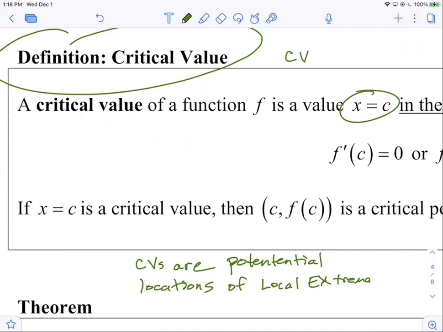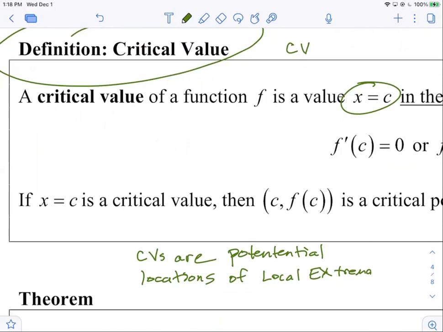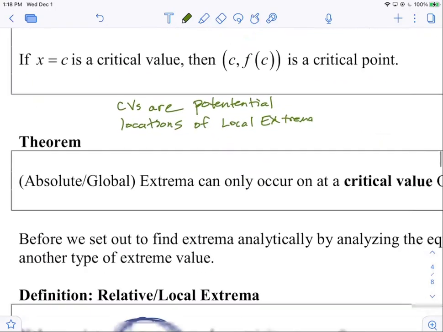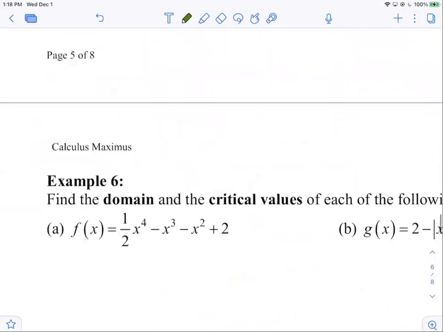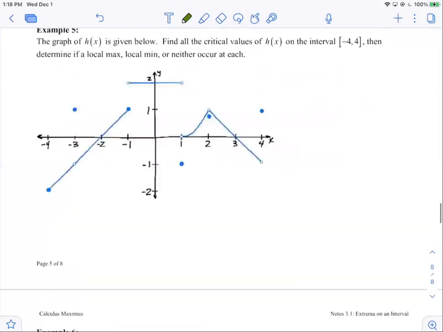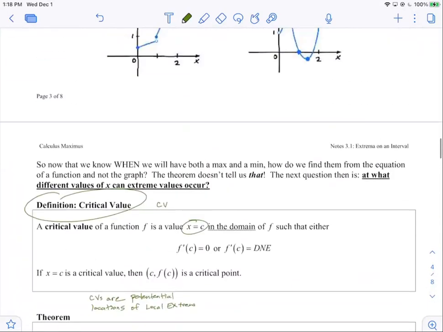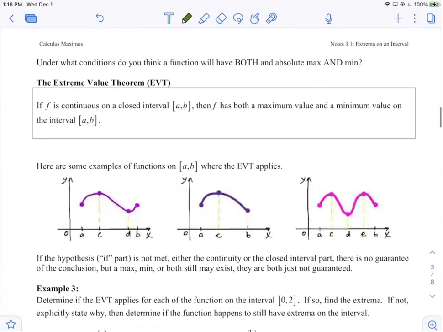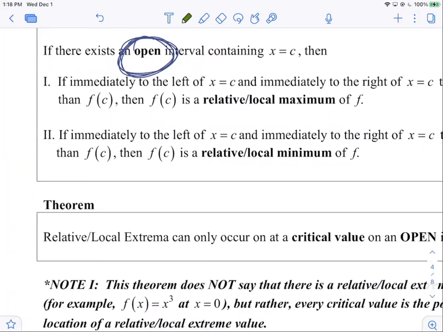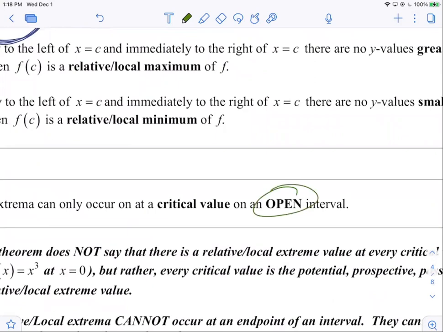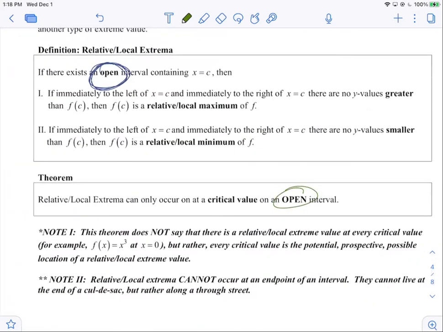But here's the theorem. If we do know a function has a local extrema, it's because, I'm looking at the wrong theorem here. Where is the theorem I'm looking for? Did I miss it? Oh, yeah, that's a different theorem. Oh, here it is. Yeah, it is right below it. Duh. Relative or local extrema, thank you. Yeah, can only occur at a critical value, only on an open interval. I'll just throw that in there again. Can't be an endpoint. Why do I throw that in there?